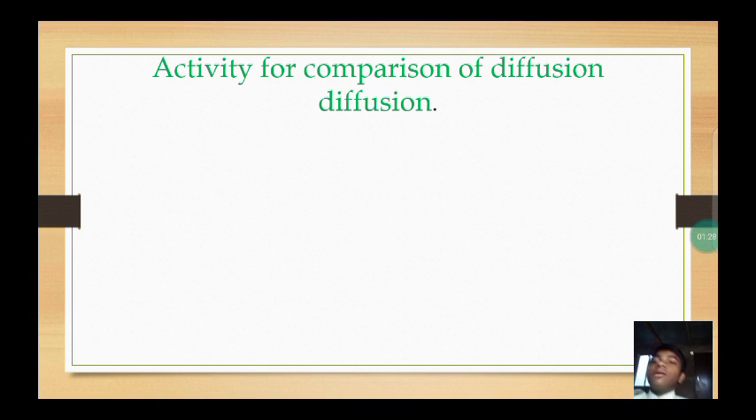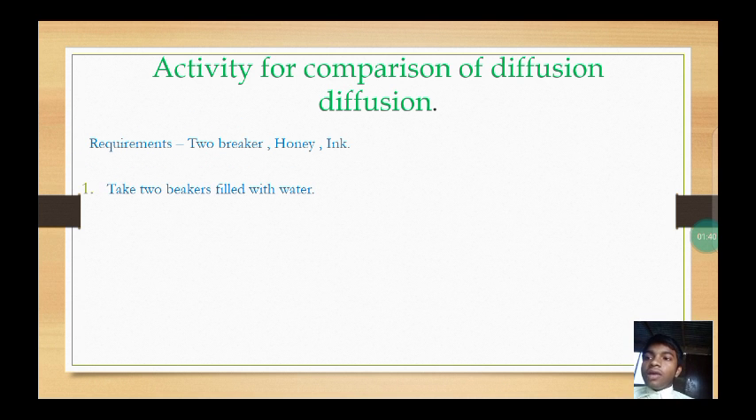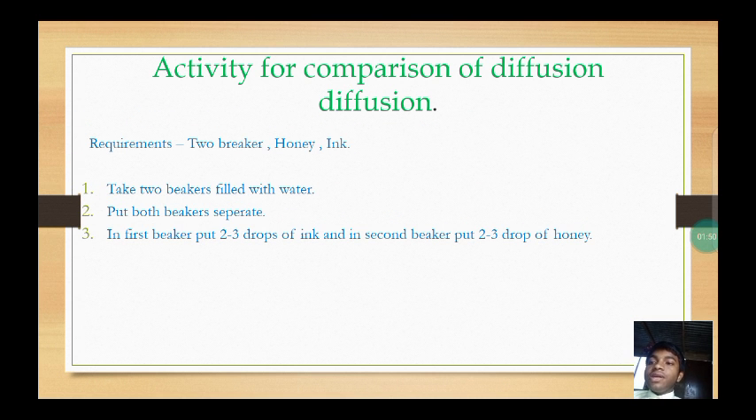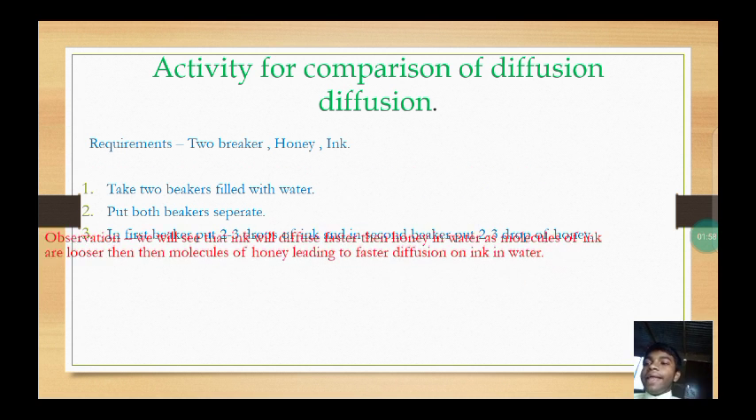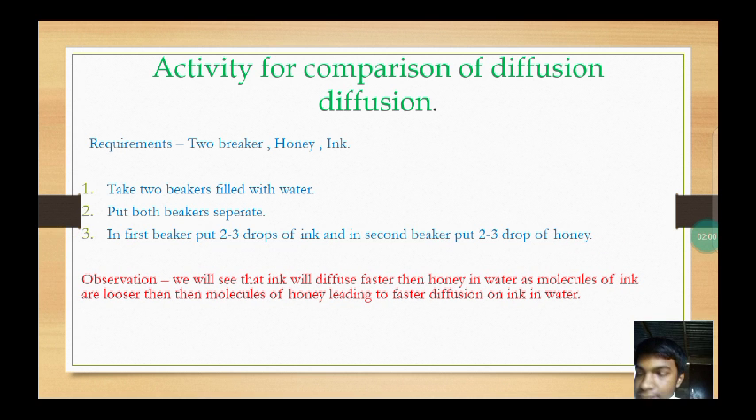The activity is for comparison of diffusion. The first requirement is 2 beakers, honey and ink. First we take a beaker filled with water, and then put both beakers separately. In the first beaker put 2 to 3 drops of ink, and in the second beaker put 2 to 3 drops of honey. And then the observation is that the ink will diffuse faster than the honey.